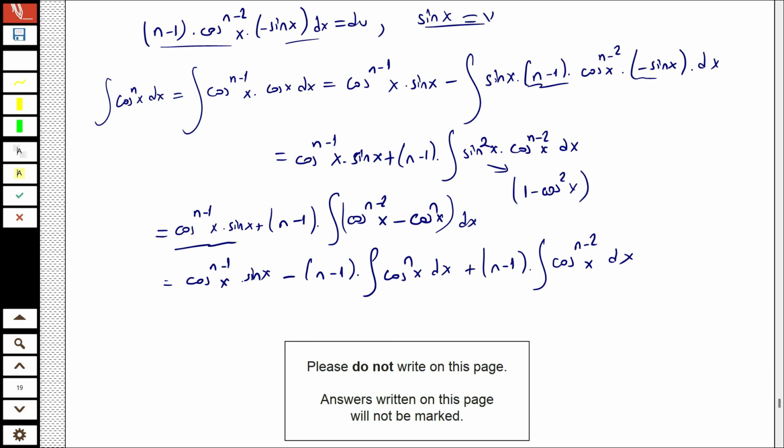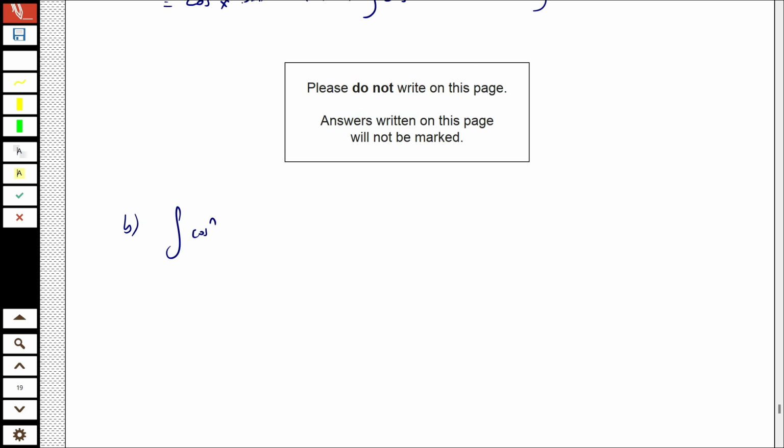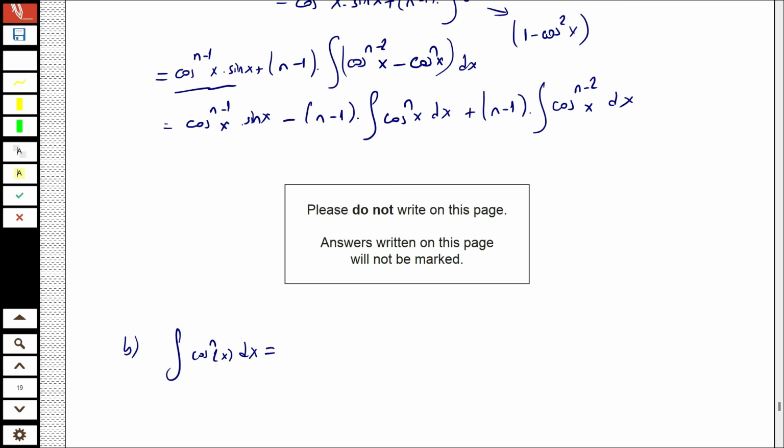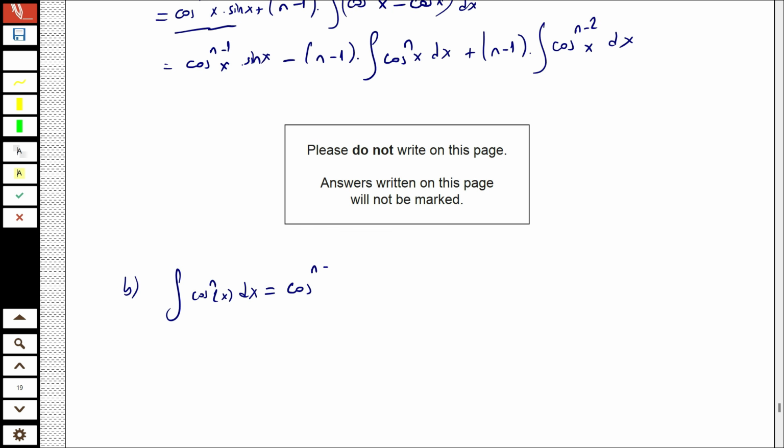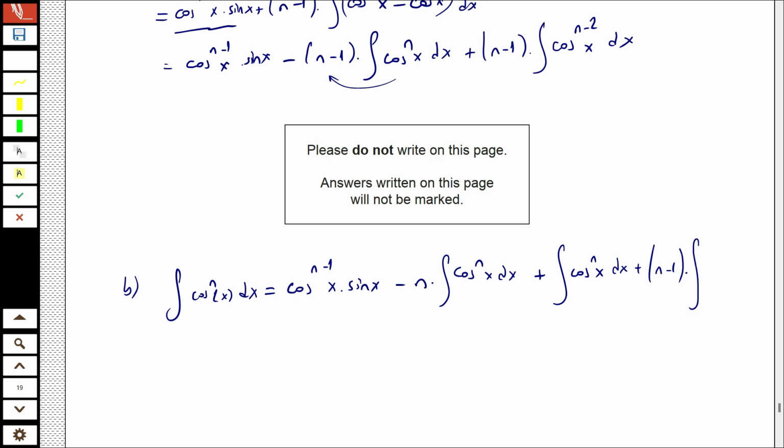And we know that integral of cosine to the power of n x dx equals, so yeah, from the previous question, we found it, let's write it again. Cosine to the power of n minus 1 x times sine x. And I will write and multiply it into the parentheses, this one, minus n times integral cosine to the power of n x dx, and plus integral cosine to the power of n x, right? Or yeah, plus n minus 1, the same integral.